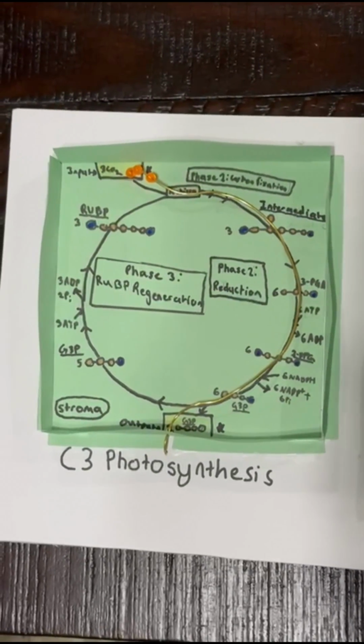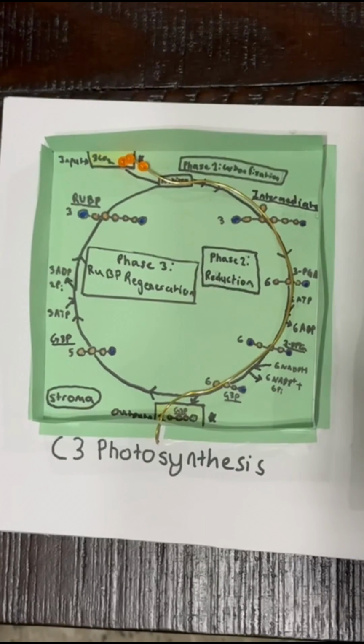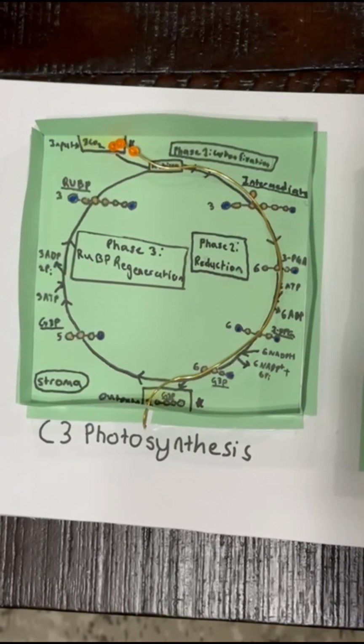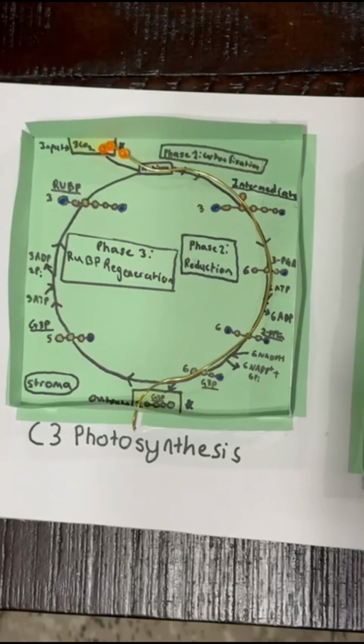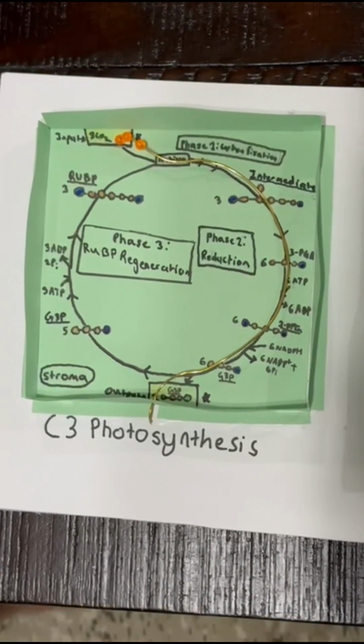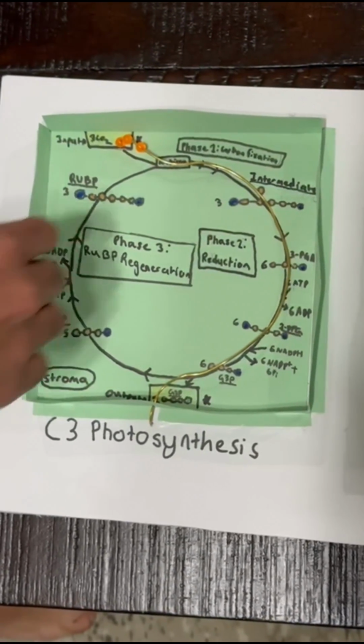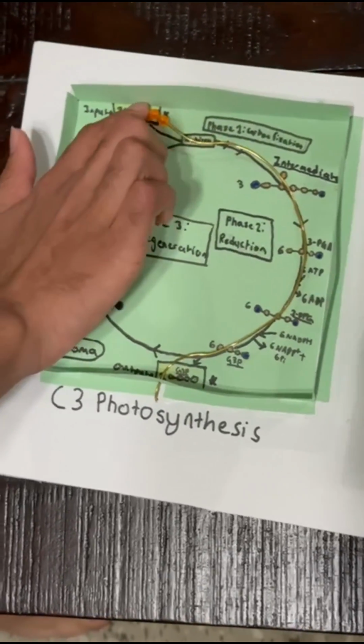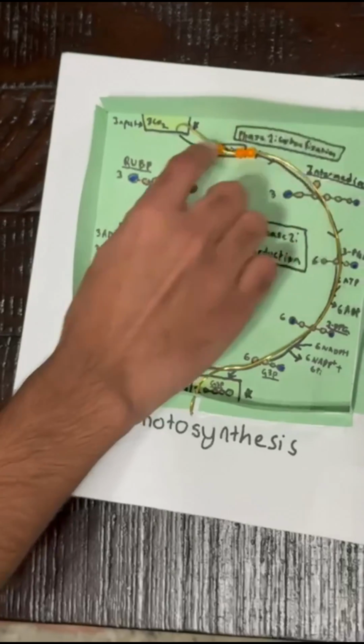C3 photosynthesis is the basic unaltered version of photosynthesis, where there are no specific adaptations to photorespiration, and this is used by 85% of plants. In C3 photosynthesis, the Calvin cycle occurs in its base form without any alterations. So starting out, 3 CO2 are fixed into 3 RuBP via Rubisco, and this forms 3 unstable intermediate molecules.